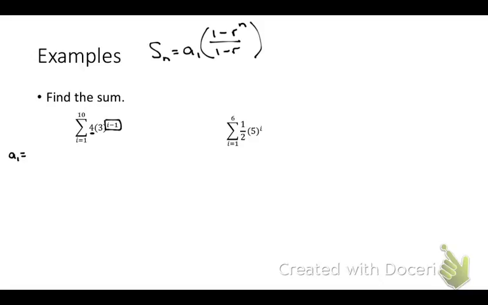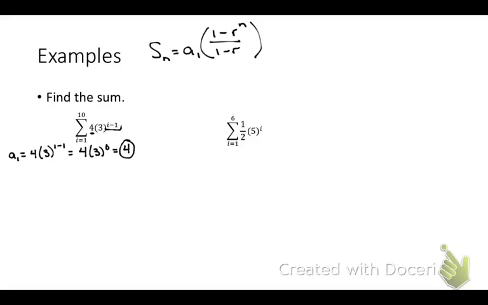So all we're going to do is just plug in and go 4 times 3 to the 1 minus 1 power. Well, what's 1 minus 1? 0. So I have 4 times 3 to the 0 power. What's anything to the 0 power? 1. So it's really just 4 times 1, or my first term is 4.